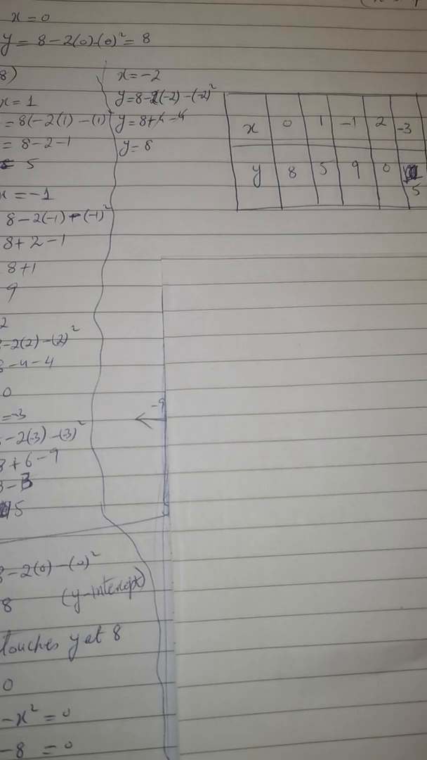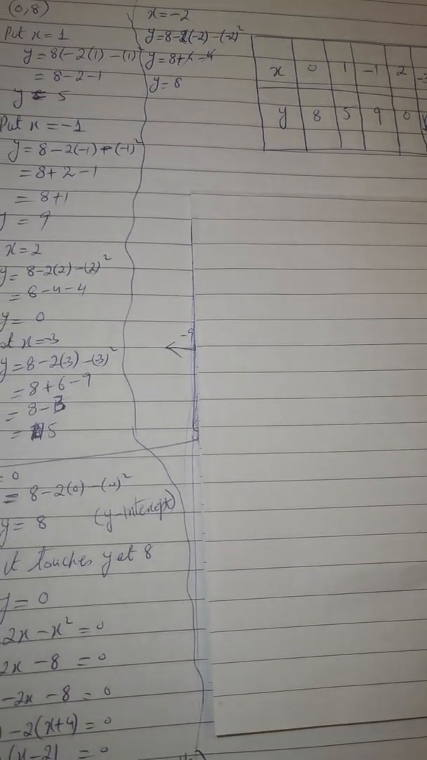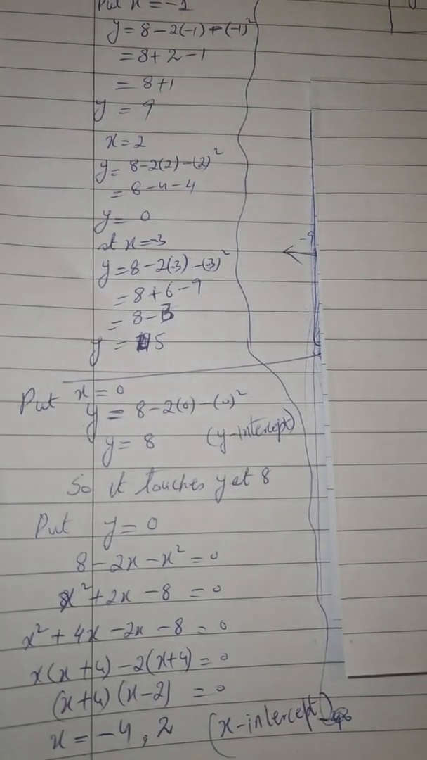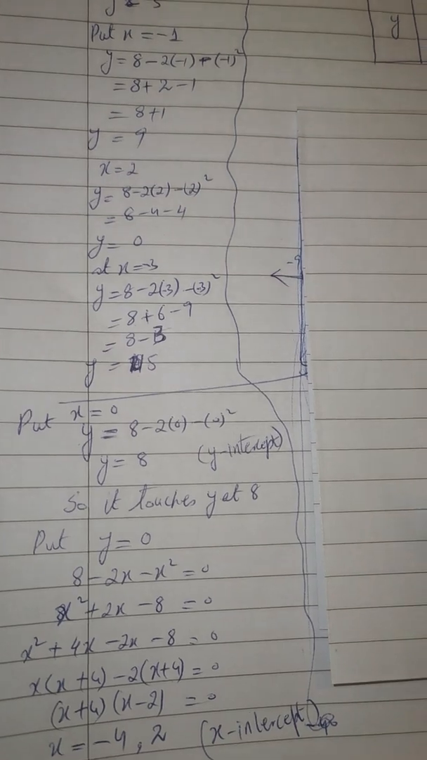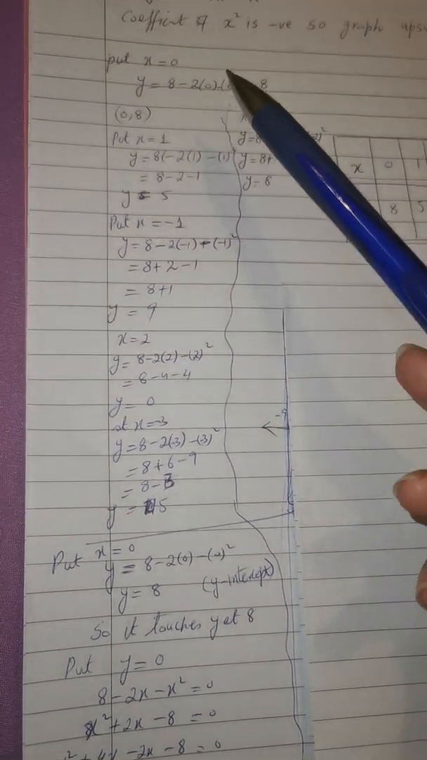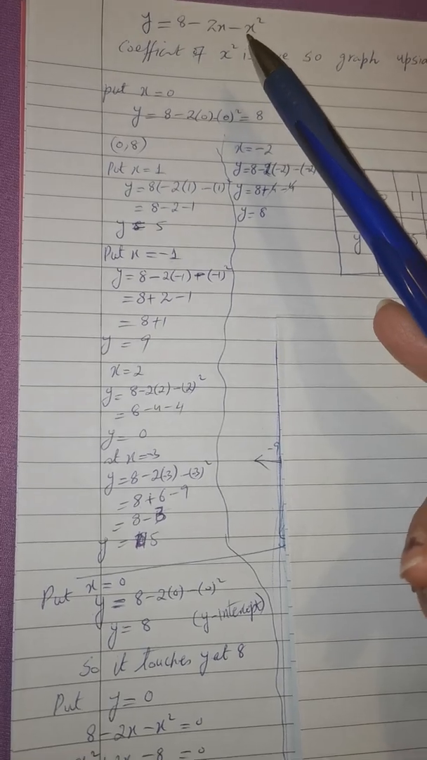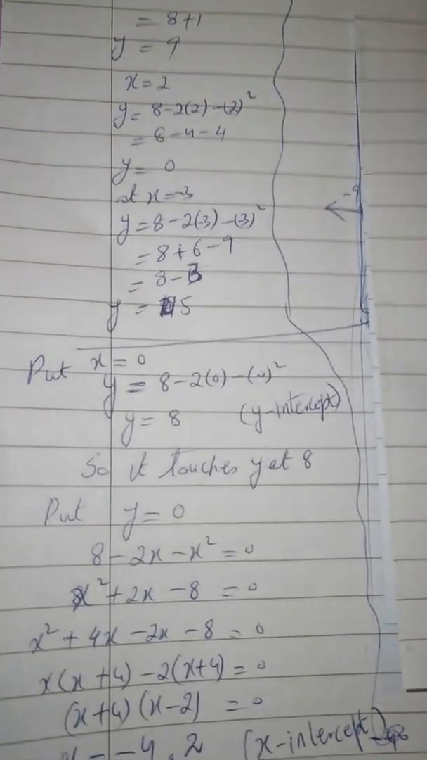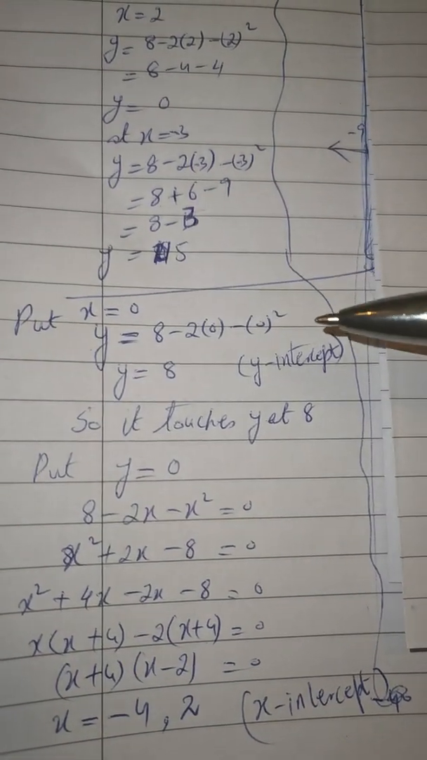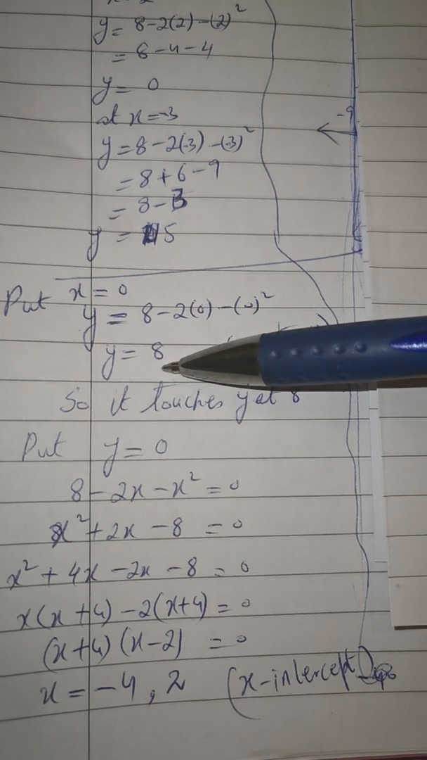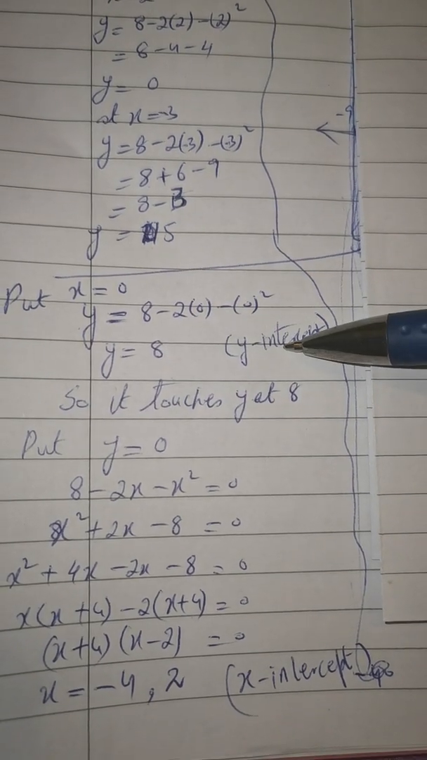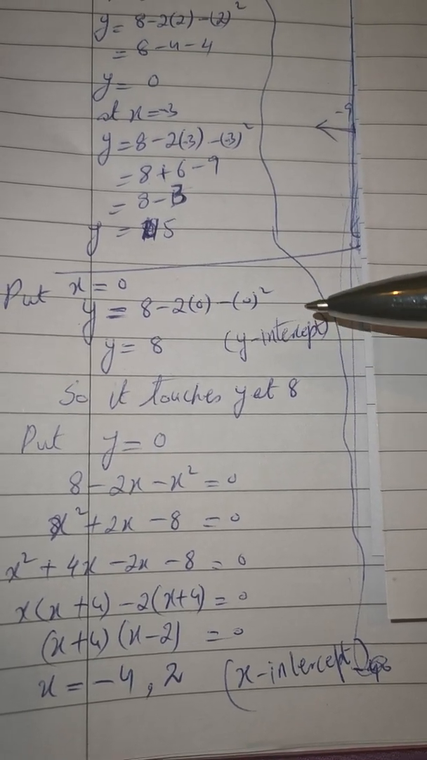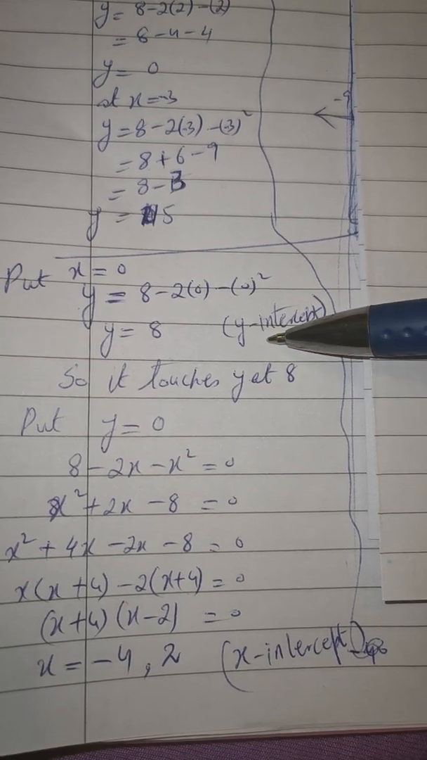After putting all the values, we will draw the graph, but before drawing the graph we will see another thing. If I put x is equal to 0, I will get a value, and whatever value I get will be my y-intercept. So whenever in the given equation you put x is equal to 0, you will get some value of y, and this is called the y-intercept. This is the point where the graph will touch the y-axis.